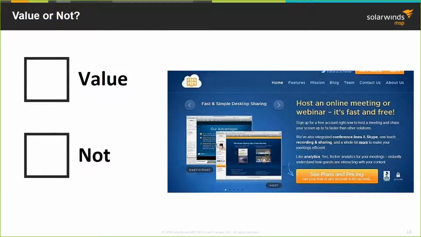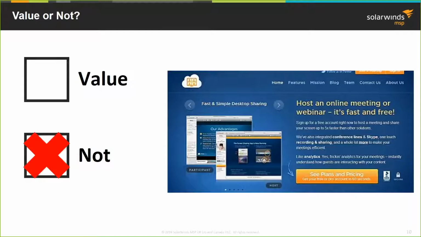Well, here we have another online meeting service, and they tell us that you can host an online meeting or webinar, and it's fast and free. Sign up for a free account right now to host a meeting and share your screen up to 5 times faster than other solutions. And we go on and on. Ooh, they even say, yes, analytics for your meetings. Instantly understand how guests are interacting with your content. Wow. Value-driven or not, what do you think?